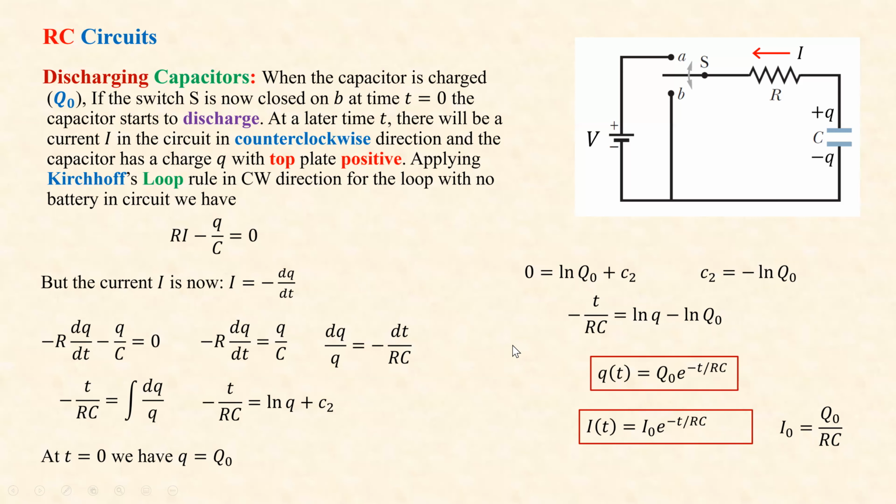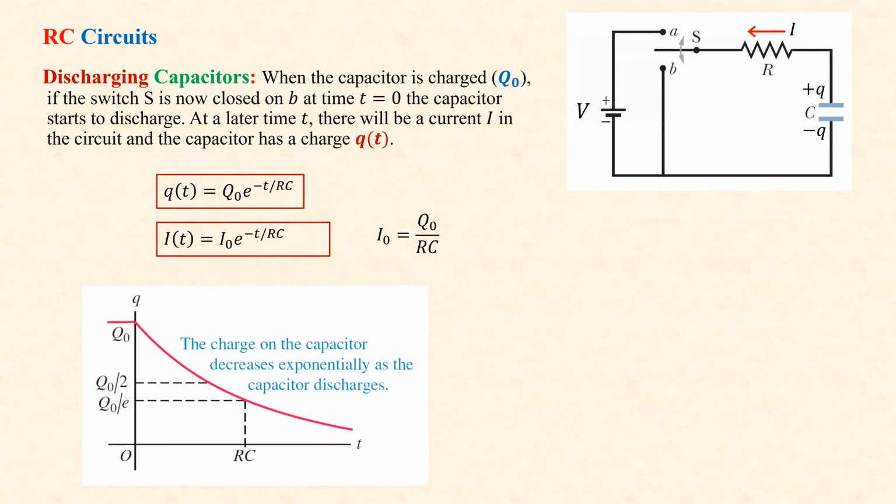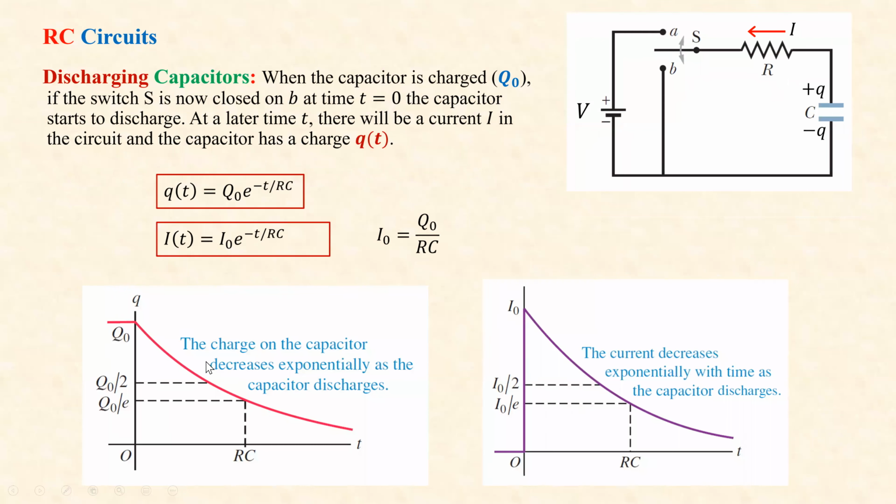All right. And then if you look at the graph, it will be like that. At one time constant, again, the charge drops to 1 over e of its initial value, and the current also drops to 1 over e of its initial value.